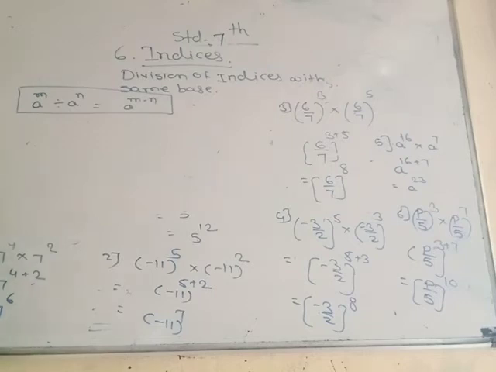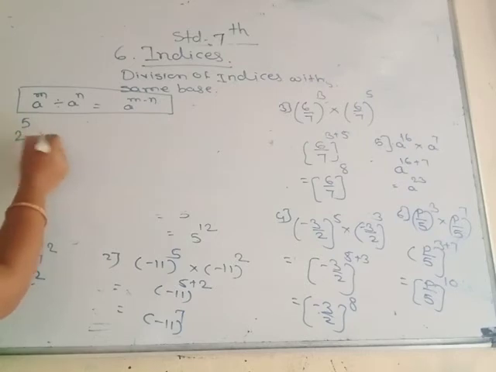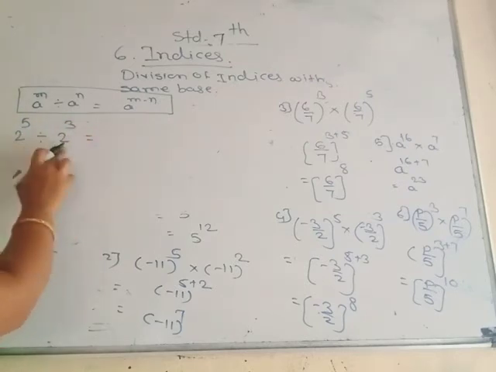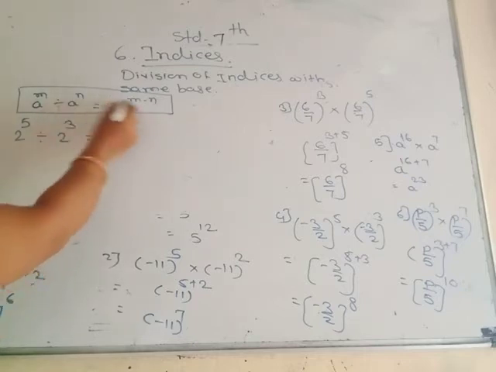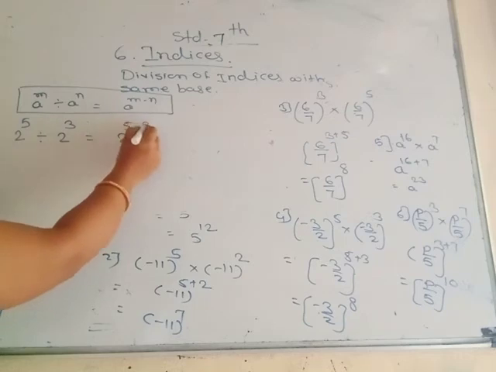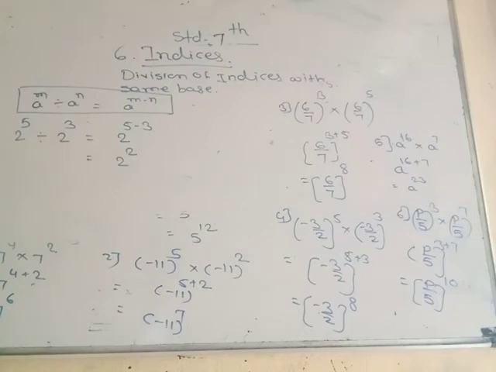See one example. 2 raised to the power of 5 divided by 2 raised to the power of 3. Here the base is the same, so use this formula. Here division means subtraction of the indices. 2 to the power 5 minus 3, that is 2 raised to the power of 2. Again, one example, see.